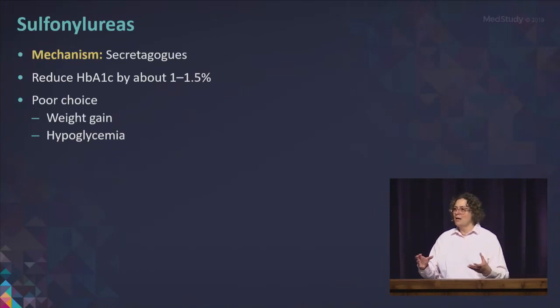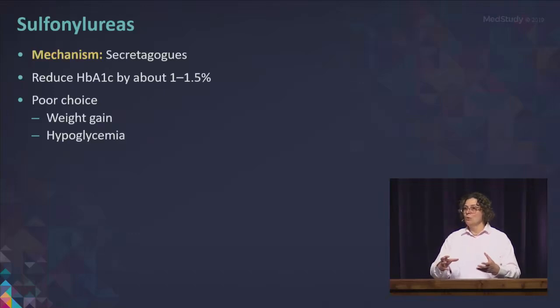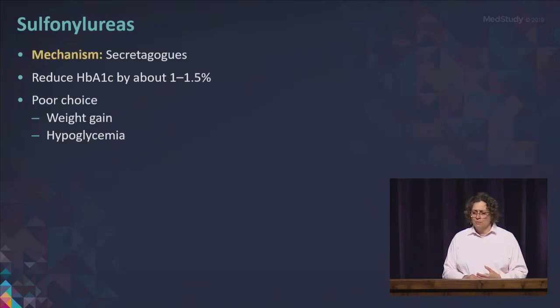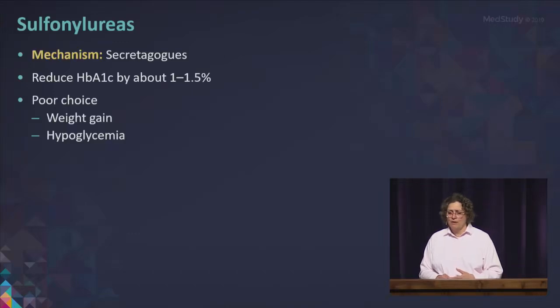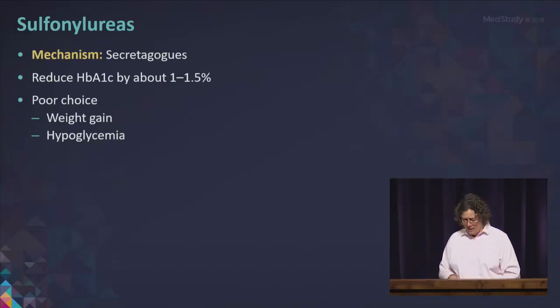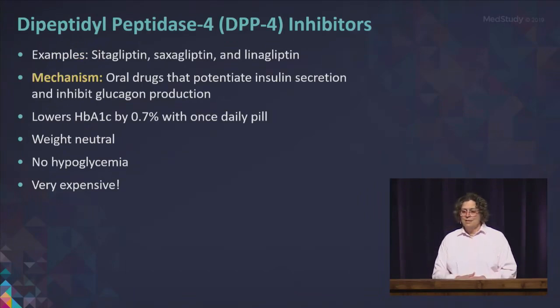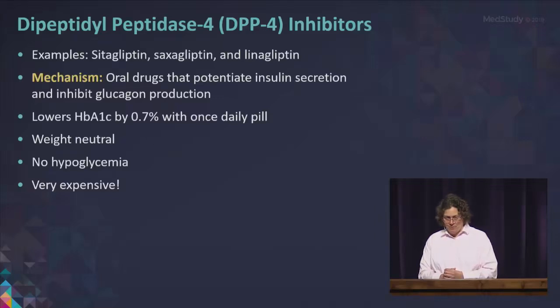But it probably is not as effective or any more effective than the medicines we have out now. But again, generally considered a poor choice because of the weight gain and the profound prolonged hypoglycemia that can happen with the medication. The next class we'll talk about are the DPP-4 inhibitors.